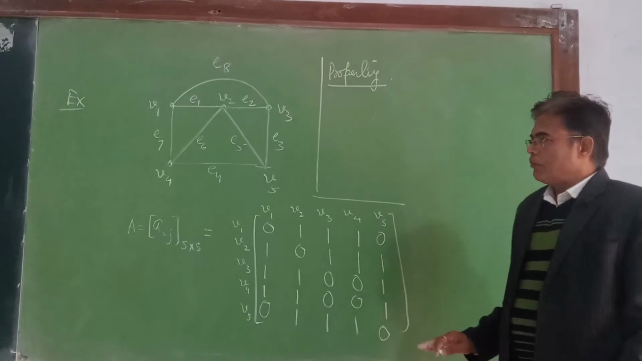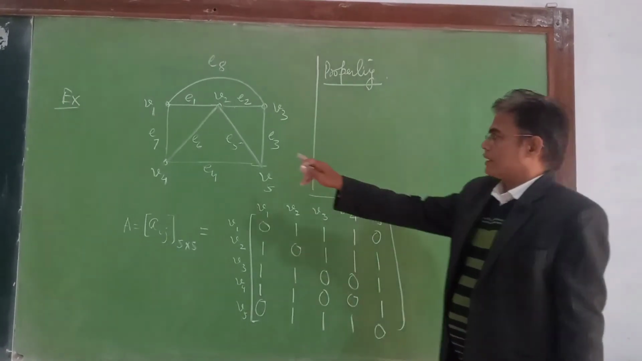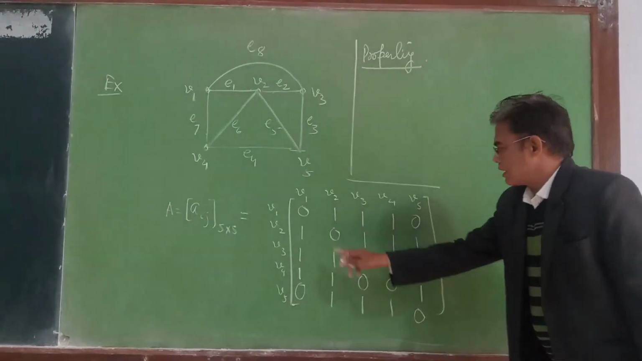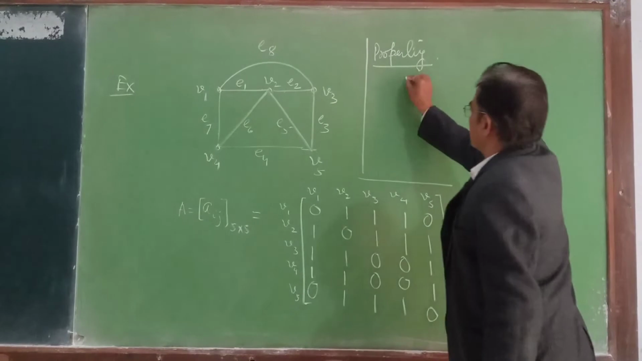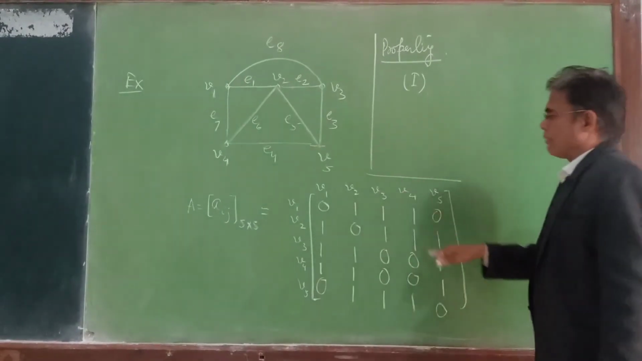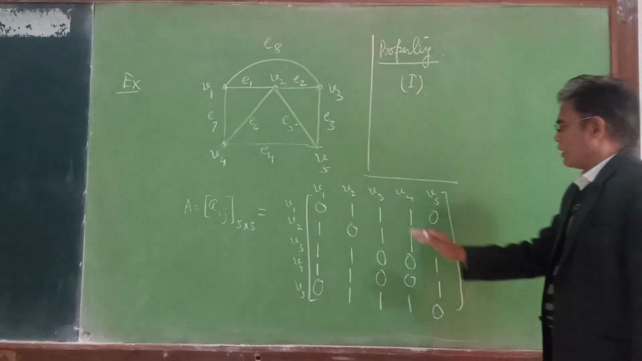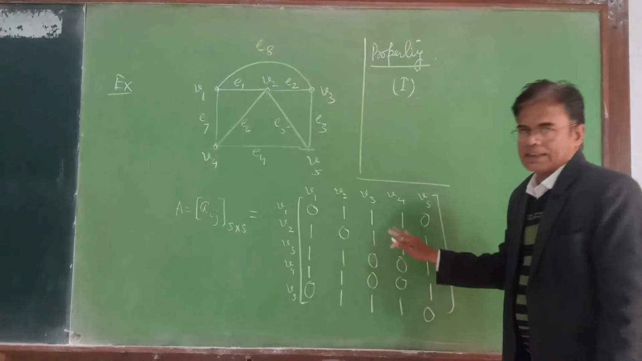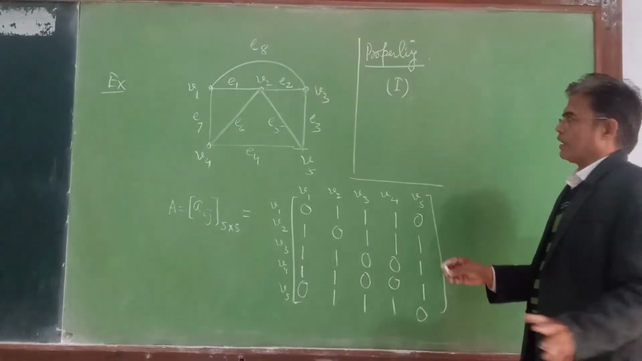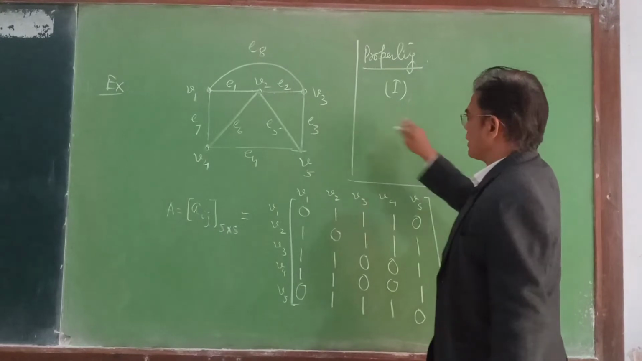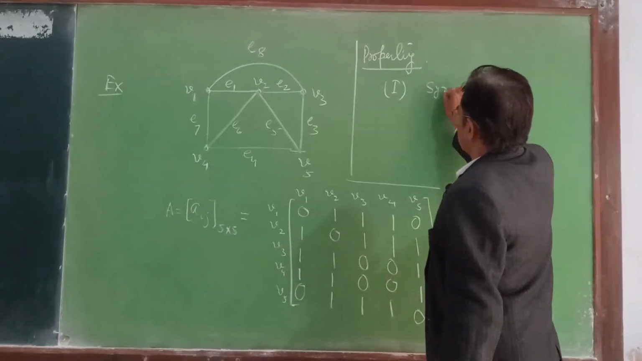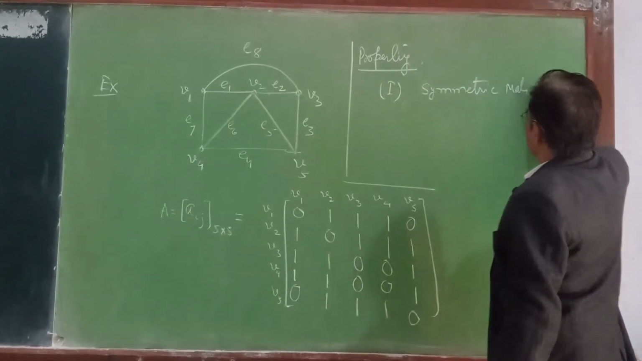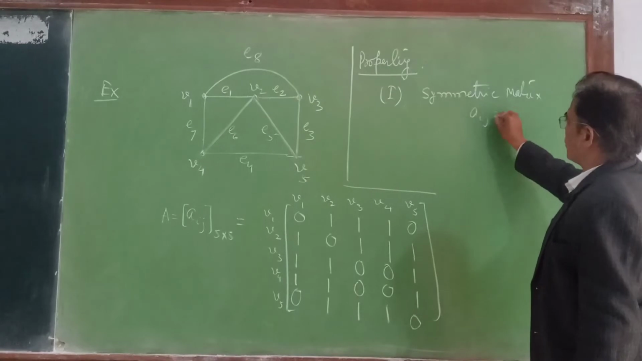Now some important properties of the adjacency matrix. You see very carefully, this is an adjacency matrix. The first property is that this matrix is a symmetric matrix. Symmetric means that with respect to the diagonal elements, the upper and lower elements are the same, meaning Aij is equal to Aji. So the first property is that the adjacency matrix is a symmetric matrix.